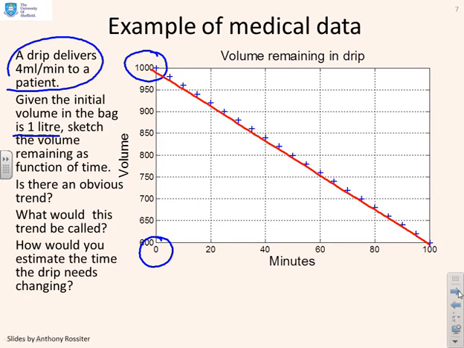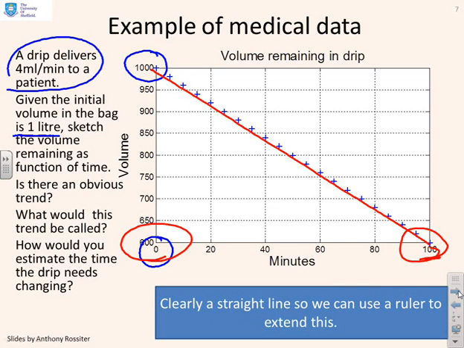So how would you estimate the time the drip needs changing? So if you're a nurse on a ward, you've put the drip up, you want to know, when is this going to be close to empty? Because that's when I need to change it. So how are you going to do that? At the moment, we've got to 100 minutes, you can see here, and the drip has still got 600 millilitres left in it.